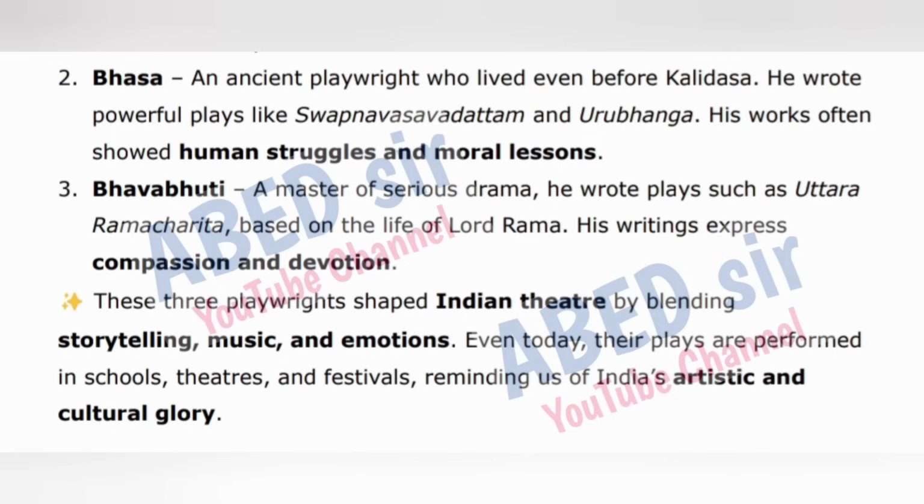2. Bhasa, an ancient playwright who lived even before Kalidasa. He wrote powerful plays like Swapnavasavadatta and Urubhanga. His works often showed human struggles and moral lessons. 3. Bhavabhuti, a master of serious drama. He wrote plays such as Uttara Ramacharita, based on the life of Lord Rama. His writings express compassion and devotion.